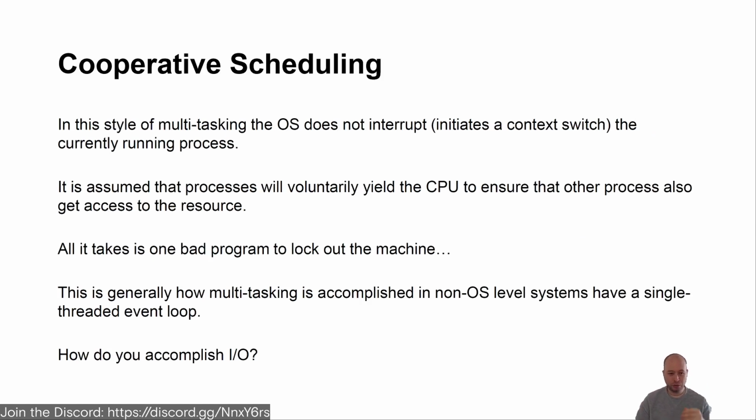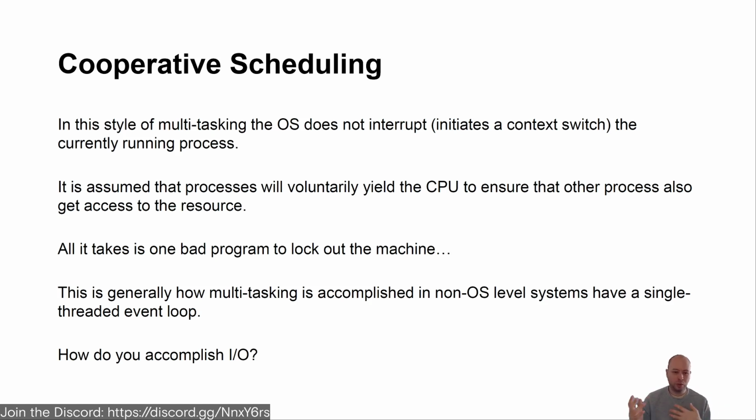So a cooperative scheduler is essentially where the OS does not interrupt the currently running process. That means every one of our programs needs to know that it can run for so long, and then it has to go to sleep and wait. So the process itself puts itself into a sleep mode.